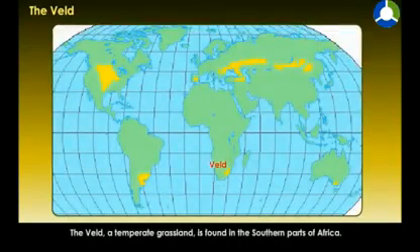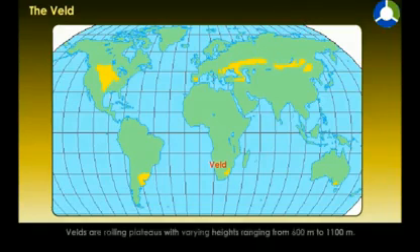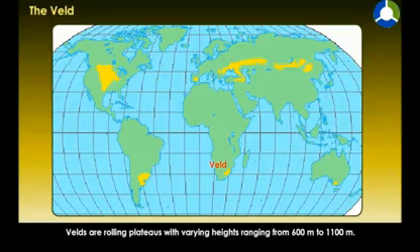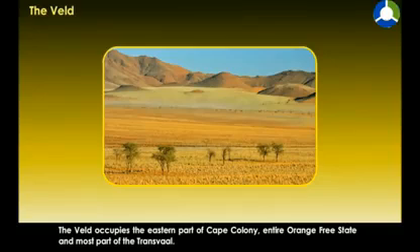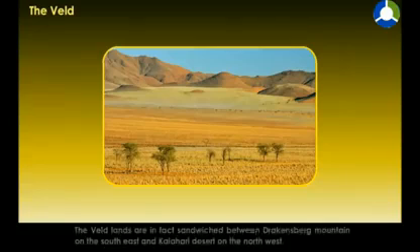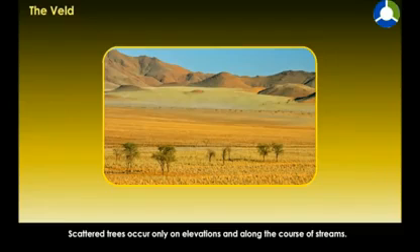The Veld, a temperate grassland, is found in the southern parts of Africa. Velds are rolling plateaus with varying heights ranging from 600 meters to 1,100 meters. The Veld occupies the eastern part of Cape Colony, the entire Orange Free State and most of the Transvaal. The Veldlands are in fact sandwiched between the Drakensberg Mountains on the southeast and the Kalahari Desert on the northwest. Scattered trees occur only on elevations and along the course of streams.